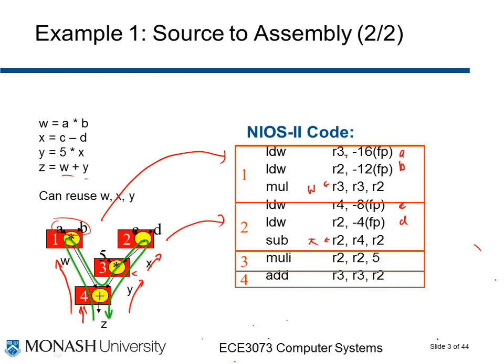Right. How come I've reused R2 there? Or why have I not used R3 there? We're done with B, so we've got R2 free, so we can reuse it. We're not done with R3, which holds W. So we can reuse register 2, we can't reuse register 3.